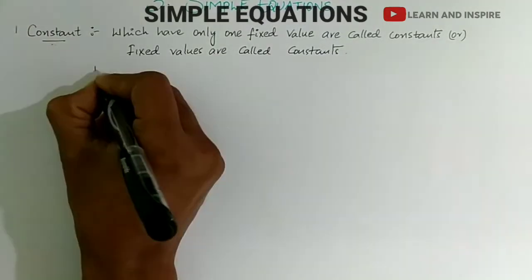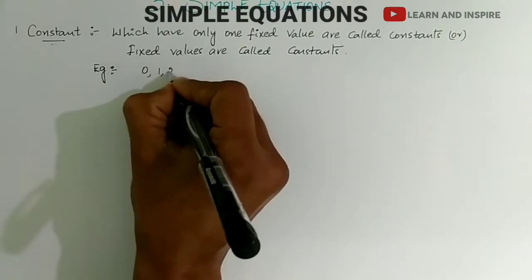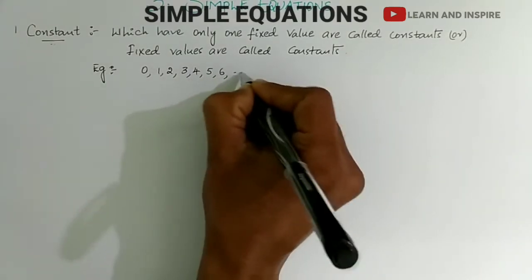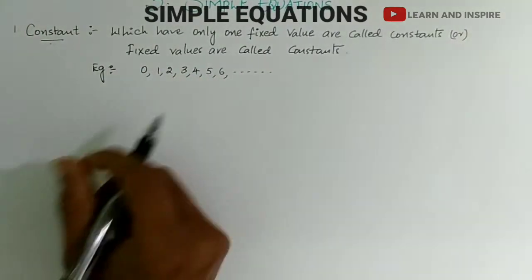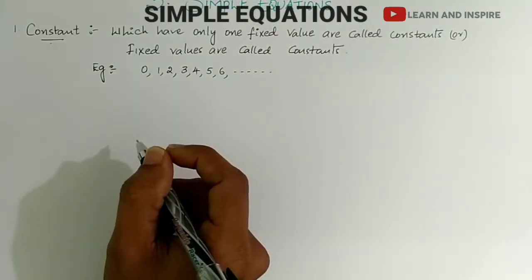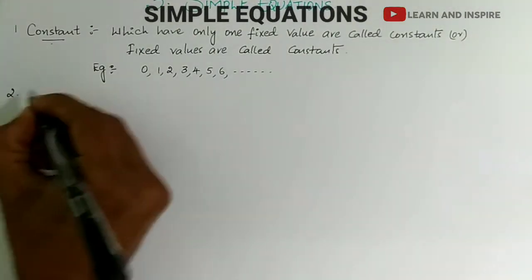So can we write an example for constants? So I write 0, 1, 2, 3, 4, 5, 6, and so on. All these numerical values are called constants. Understood? So the next definition we discuss is about variables.